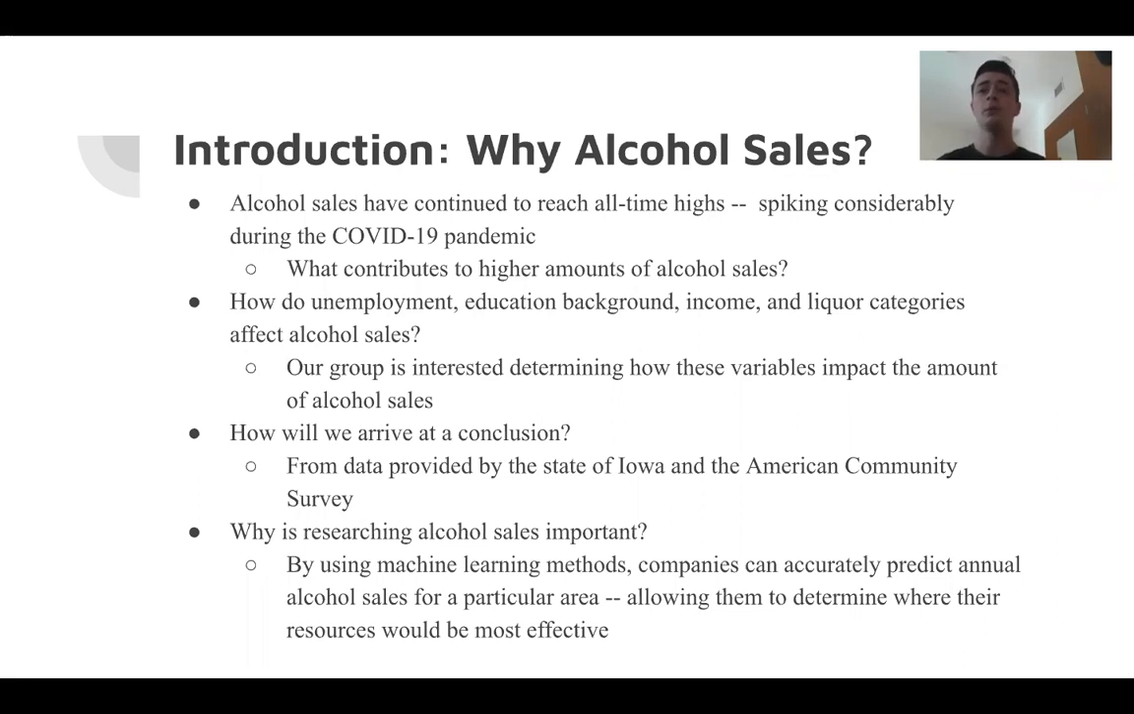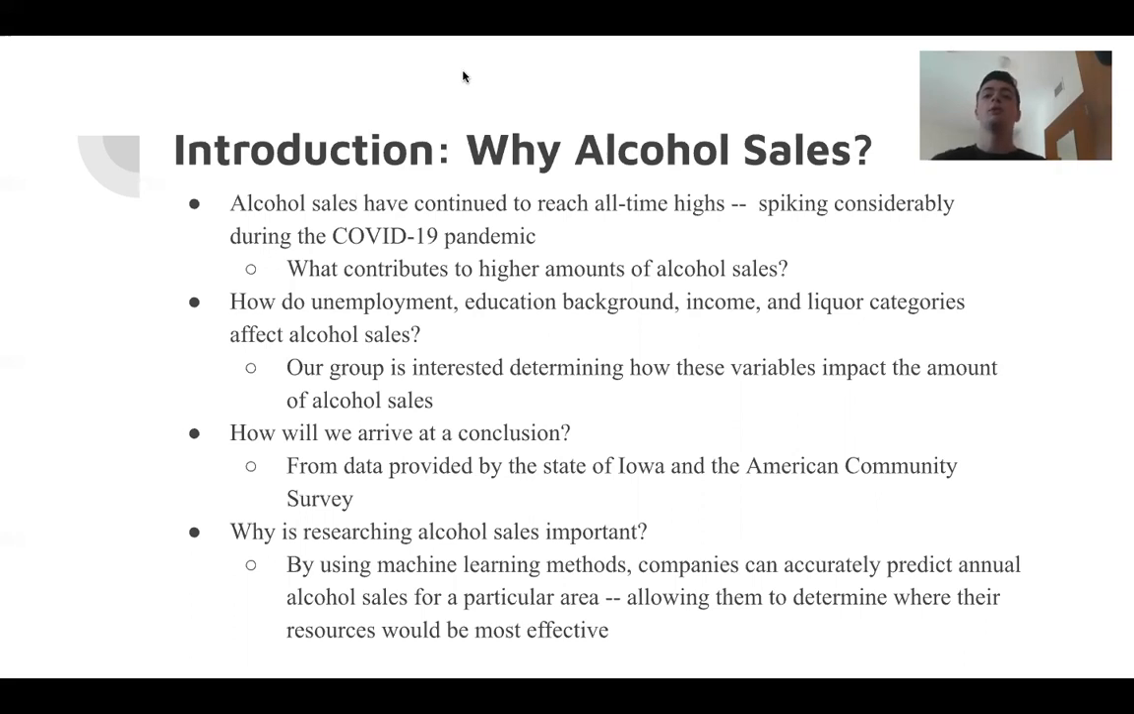So for example, we are really interested in seeing how unemployment, education background, income, and different liquor categories affect alcohol sales. It's also important to note how we will arrive at this conclusion. We are using data provided by the state of Iowa and the American Community Survey. In this data, we will have information concerning sale dollar amounts in each county and city of Iowa.